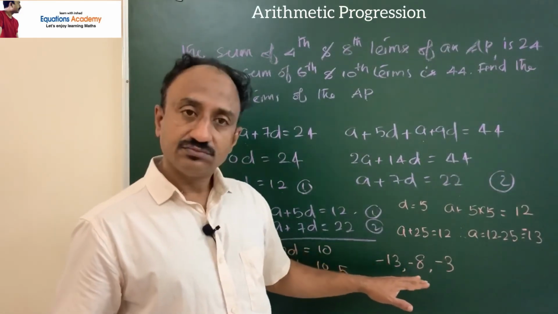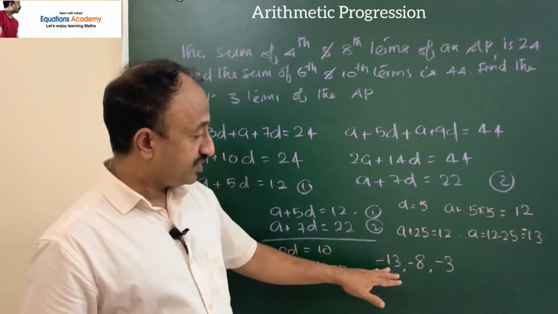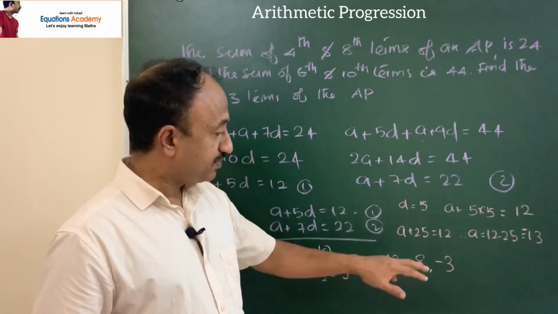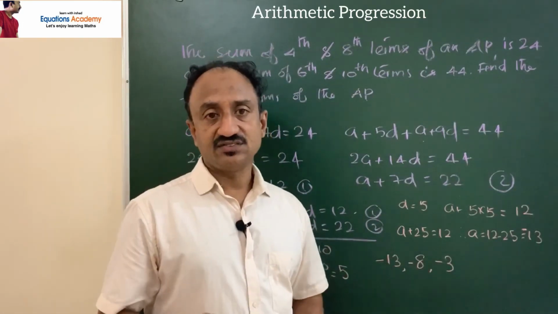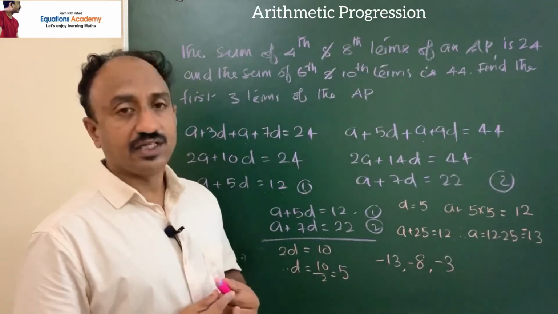Then the next term will be the first term plus the common difference. Minus 13 plus 5 is equal to minus 8. Minus 8 plus 5 equal to minus 3. These are the first three terms of the given arithmetic progression.